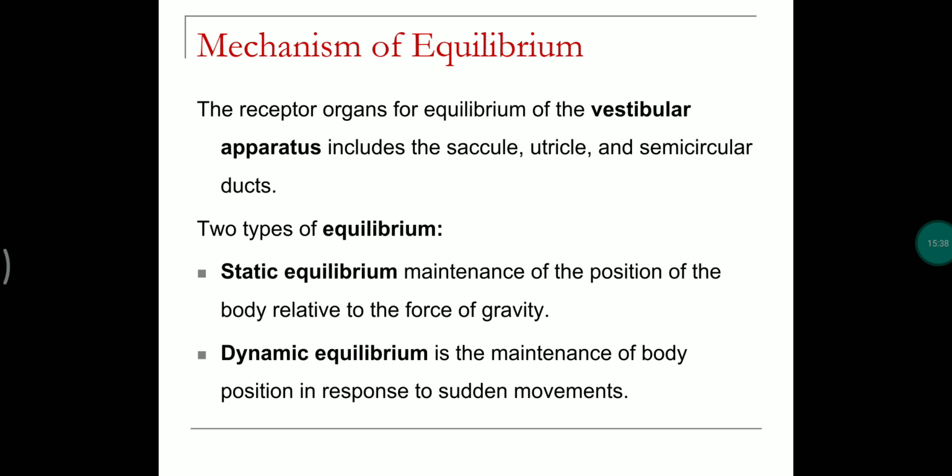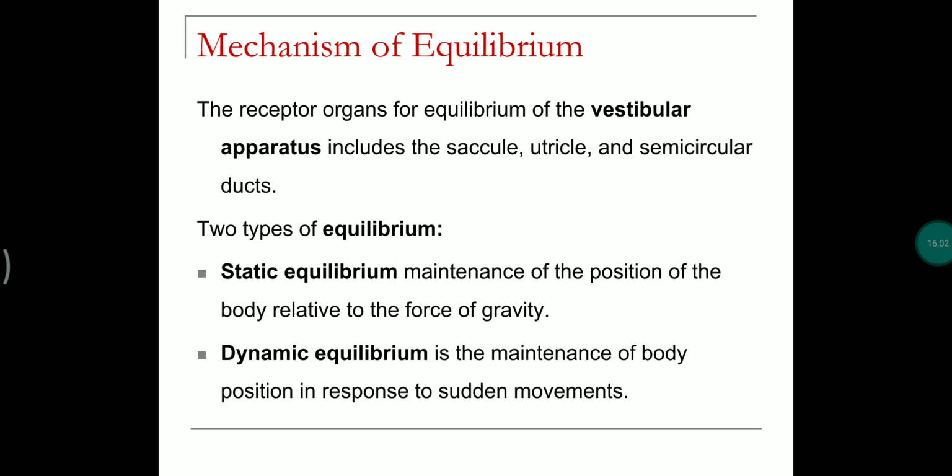Mechanism of equilibrium: the vestibule maintains the equilibrium. There are two types of equilibrium: static equilibrium and dynamic equilibrium. Static equilibrium is the balance produced by our body during the static or stable condition. The dynamic condition is nothing but movement. During movement, or during walking, we can maintain our balance. It is because of our dynamic balance.